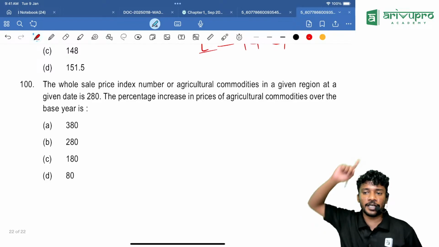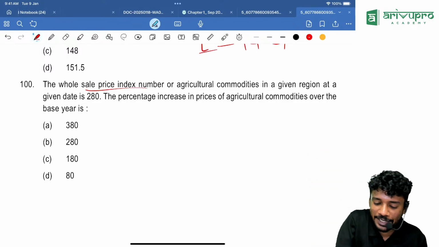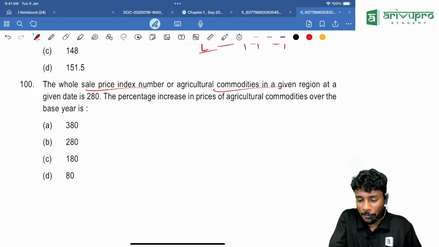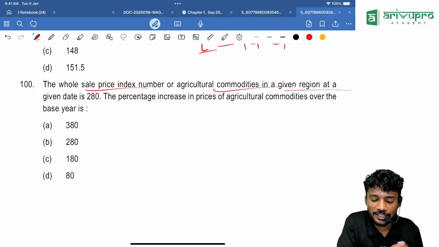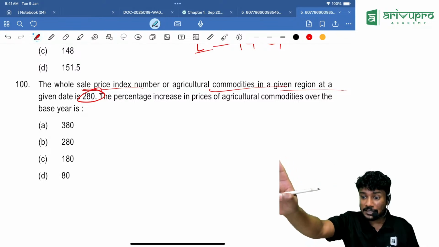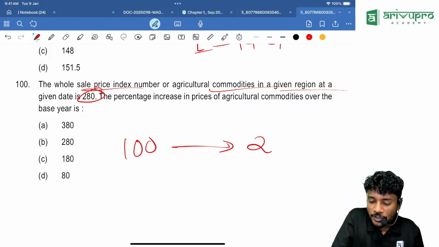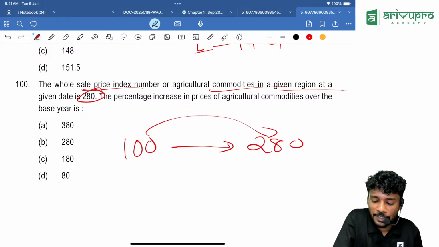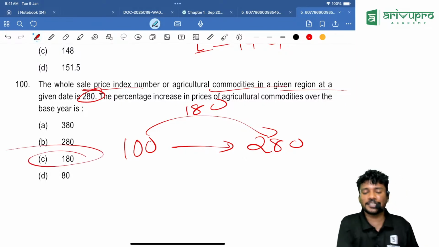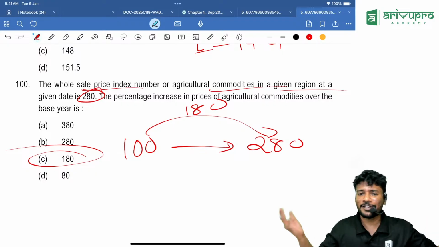And we are going to the final question. It is a cakewalk question. The wholesale price index number of agriculture commodity in a given region at a given date is 280. So, is the base year given? Base index is given? No. 100 is becoming 280. How much is the increment? 180. What is the answer? Option C, 180. How much time? 1.5 hours.